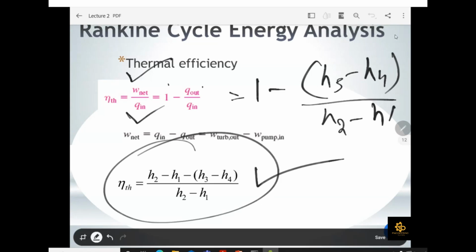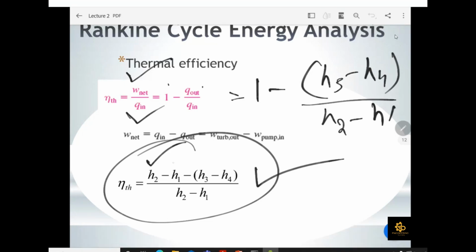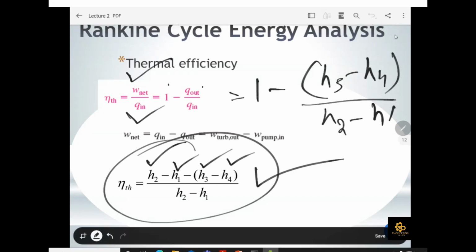So now, in order to analyze our thermodynamic system for your Rankine cycle, you have to find the enthalpy at state 2, enthalpy at state 1, enthalpy at state 3, and enthalpy at state 4. Then you can easily find out your thermal efficiency. There will be no problem.